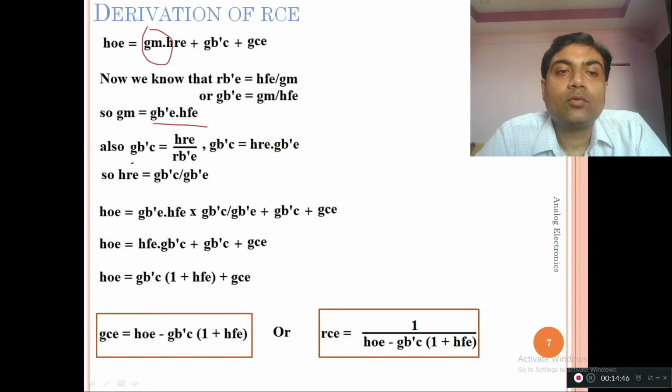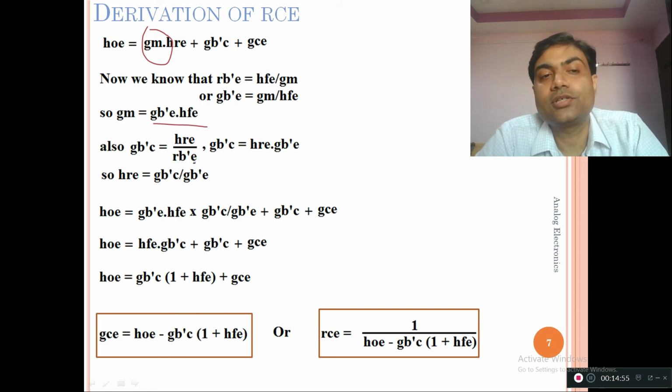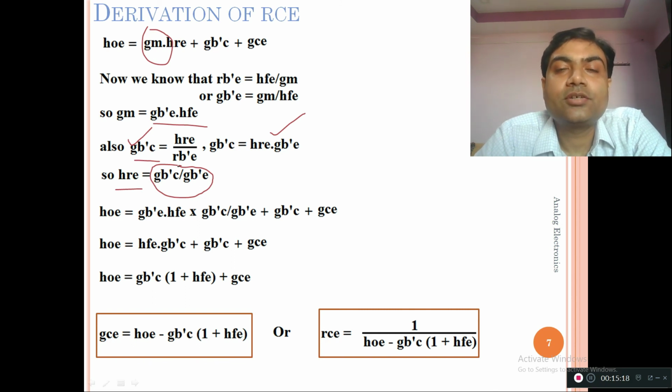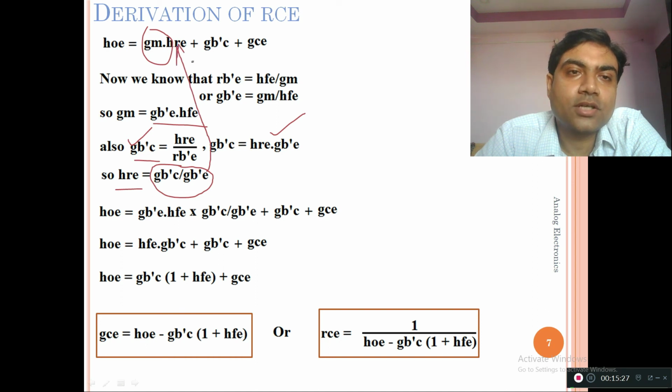Now we have already calculated the value of RB'C, and it is RB'E upon HRE. So from there you can calculate the value of the conductance: GB'C equals HRE upon RB'E. So here we can replace GB'C equals HRE into GB'E, and if you are interested to calculate HRE, you can see that it comes out to be GB'C upon GB'E. Carefully you can calculate this value. It is very easy, nothing to worry about, and we are interested to replace HRE by this value.